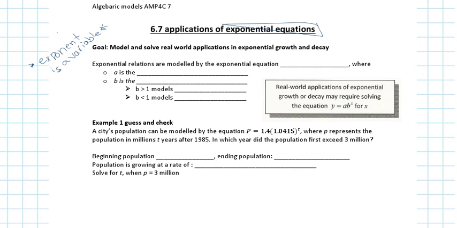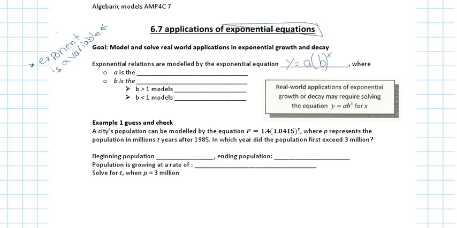So exponential relations are modeled by the exponential equation. The formula for an exponential equation is y equals a b to the power of x. That's the equation for it. We're going to define what a and b are, because a and b are going to be numbers, and y and x are going to be your letters, your variables.